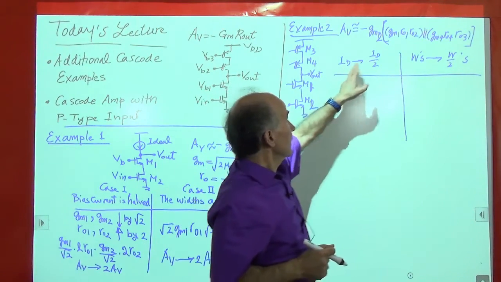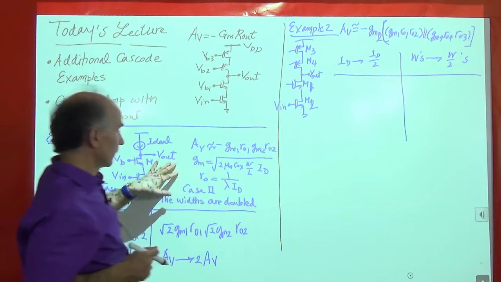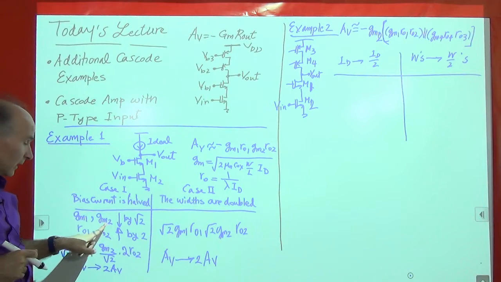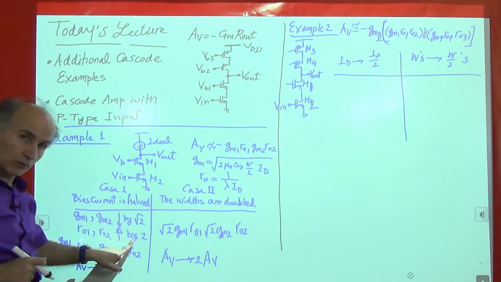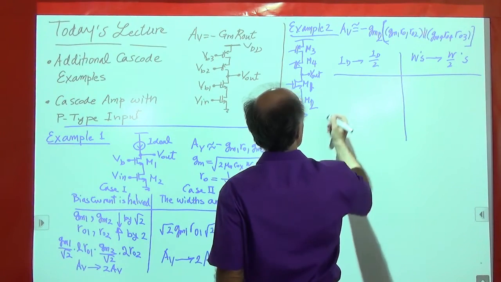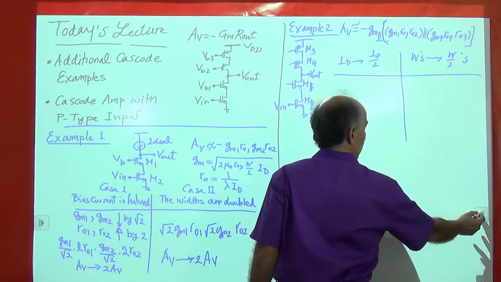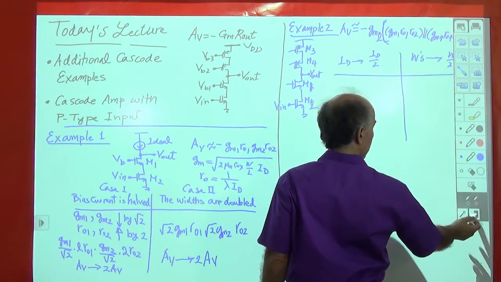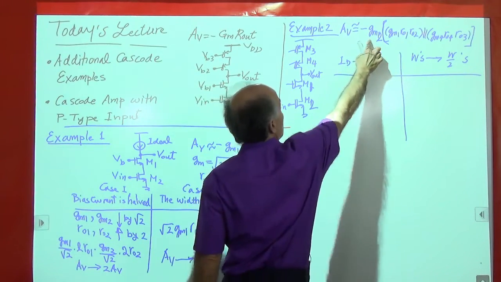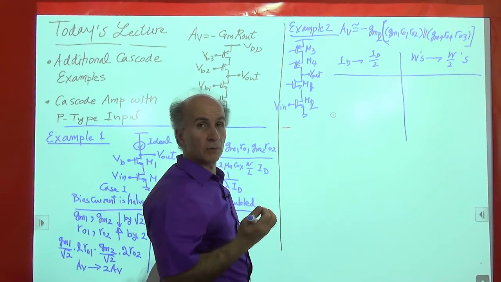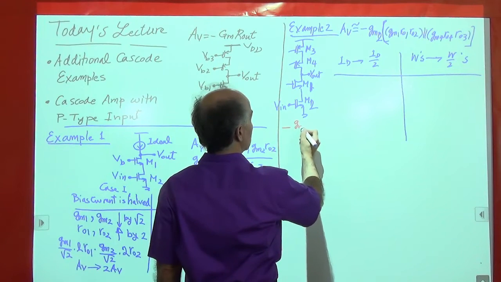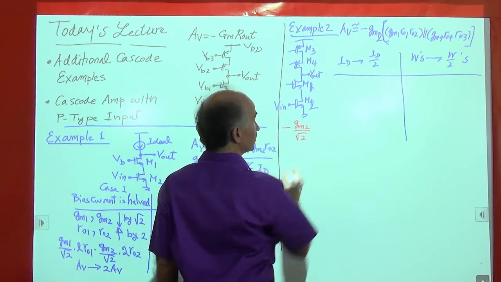All right, so when the current goes down by a factor of 2, as we saw before, each GM goes down by square root of 2, and each RO goes up by a factor of 2. So what we have is this. I need more room here. Let me change the color of my pen. So we have minus GM2. The current goes down by a factor of 2, the transconductance goes down by a factor of square root of 2, so minus GM2 over square root of 2.